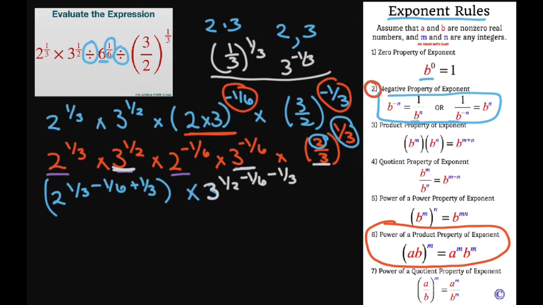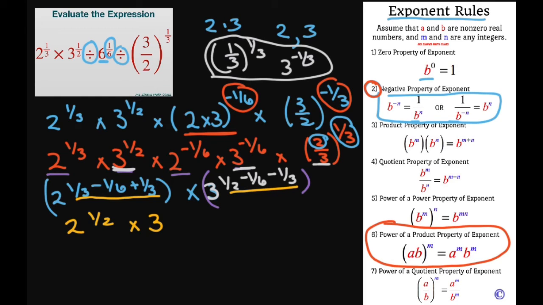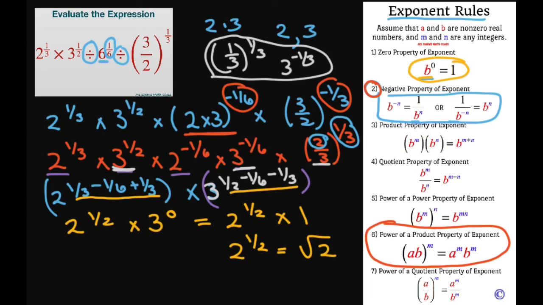All right, so that was a little tidbit there. And now I'm going to use my properties. So let's go. This is going to be 2 to the power of 1/2 for this part times 3. And this, when you add that up, gives you 0. And anything to the 0 power is going to be 1. So we have 2 to the power of 1/2 times 1. And 2 to the power of 1/2 can also be written as the square root of 2. So either way, there's your rational way to write it and your radical way to express it.